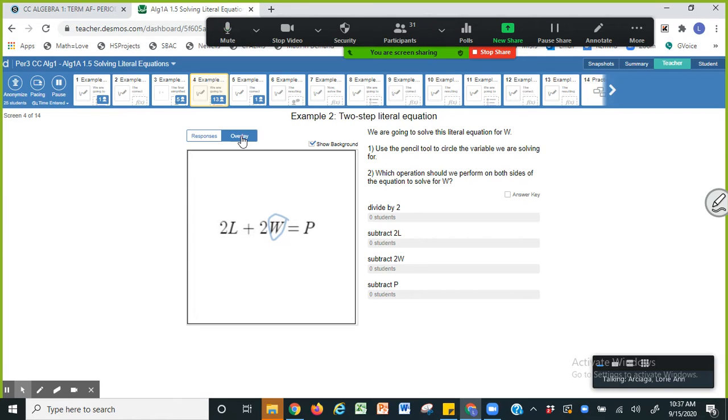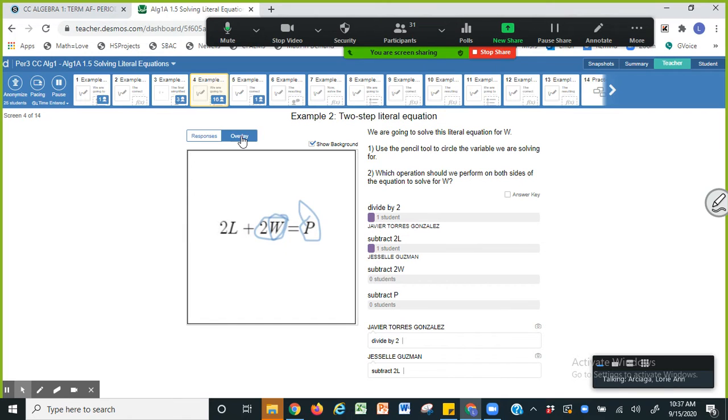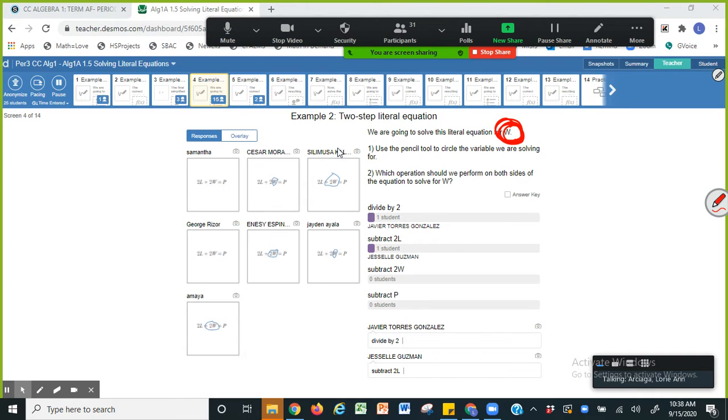All right, so now the next question is, which operation should we perform first to solve for W? Okay, if you circle the P, that is not the one we're looking for, so you're going to do it again. We're not looking for P. It says we are going to solve this literal equation for W. So that means you have to circle W in the problem, not the P.